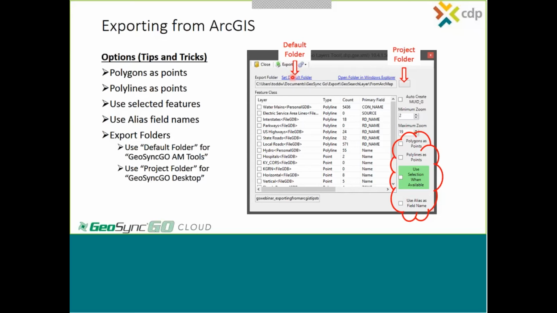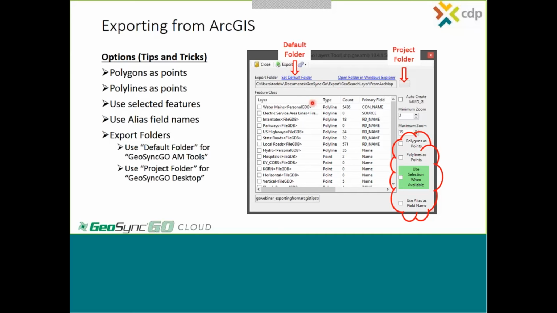The default folder primarily is for if you're using GeoSyncGO AM tools, and we will actually be focusing on AM tools today. So if you're set to the default folder, that folder is under your documents folder for your user, then GeoSyncGO, export, GeoSearch layer. All GeoSync layers we call GeoSearch layers.